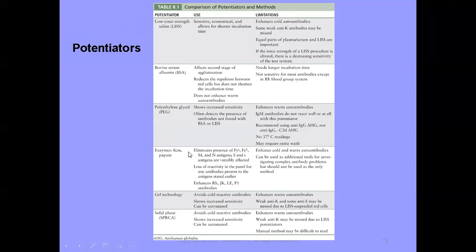And so here you can see a review of the enzyme treatment. As we said, the Duffys and M and N are definitely destroyed, and then enhanced are Rh, Kidd, Lewis, P1, which I did not write. Okay, so just a good review.